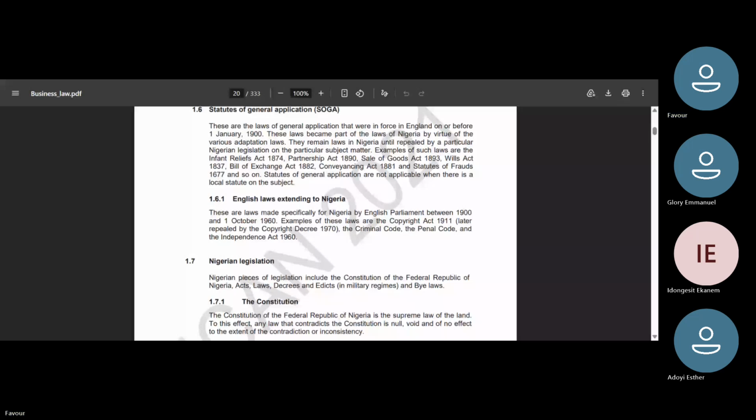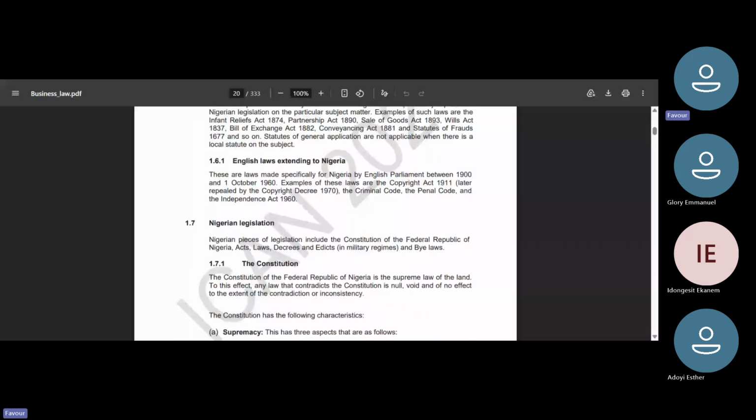Then the other source of Nigerian law is Nigerian legislation. So all the ones we have been discussing, the ones we got from the English, that's the common law, the doctrine of equity, and the statutes of general application. The legislation together are those laws. Examples are edicts used in the military, the Acts, for example the Companies and Allied Matters Act, and all other legislation. The Constitution of the Federal Republic of Nigeria is the supreme law of the land of Nigeria. It contains virtually everything.